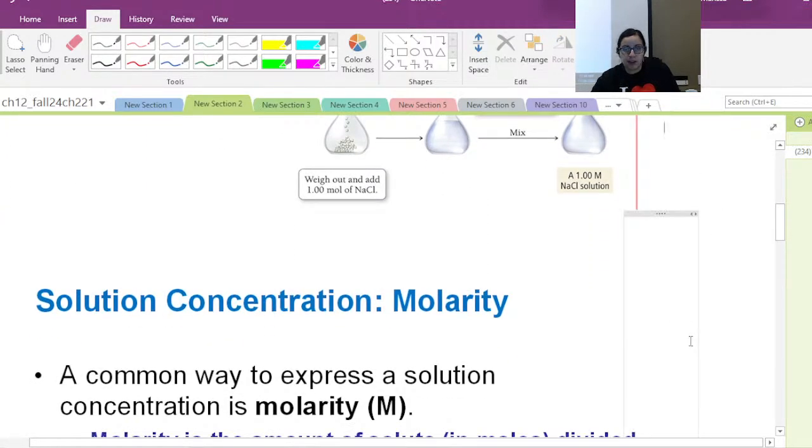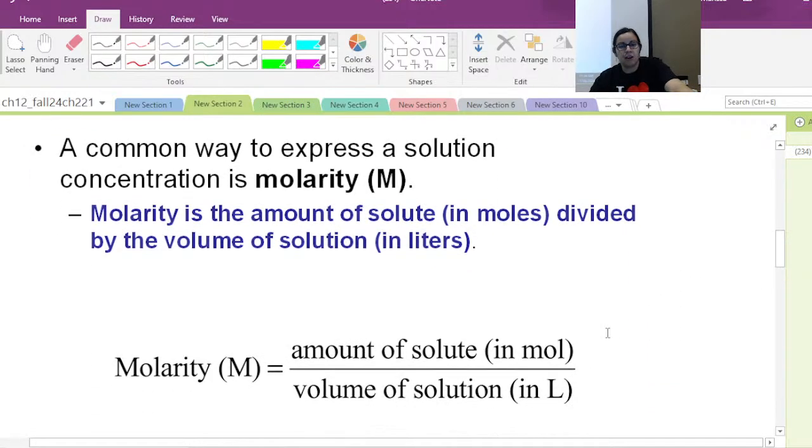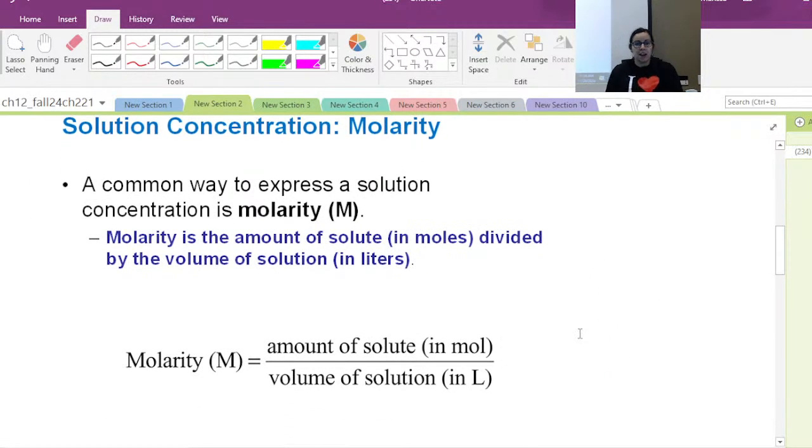And so then let's get into our first unit. We've seen this a lot. It's molarity, and now we can officially define it. It's just the amount of solute per liter, so moles per liter, so make sure you write that. And that's a big M for molarity.